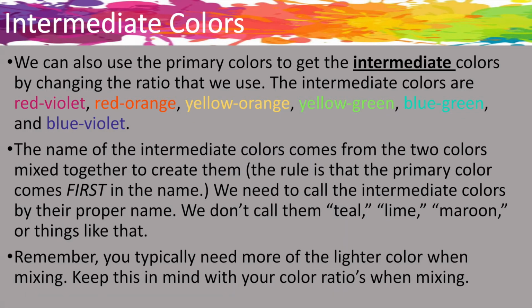We can also use the primary colors to get intermediate colors by changing the ratio of what we use. Intermediate colors are red-violet, red-orange, yellow-orange, yellow-green, blue-green, and blue-violet. The name of the intermediate colors comes from the two colors mixed together to create them. The rule is that the primary color comes first in the name. We need to call the intermediate colors by their proper name. We don't call them teal, lime, or maroon, or things like that. It's important that when you're referring to red-orange, you say red-orange instead of orange-red.